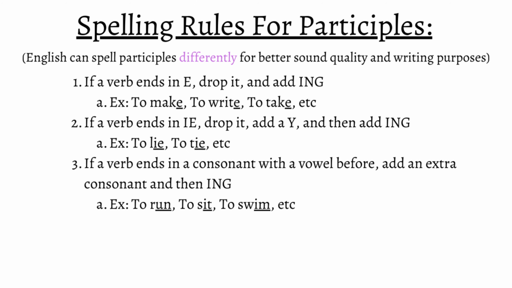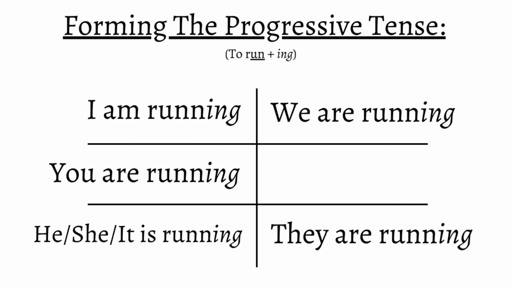If a verb ends in a consonant with one vowel before it, we add an extra consonant and then ing, like in the verb to run. I am running. You are running. He, she, it is running. We are running, and they are running.